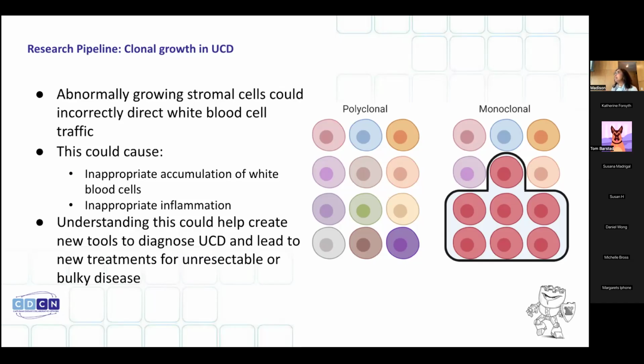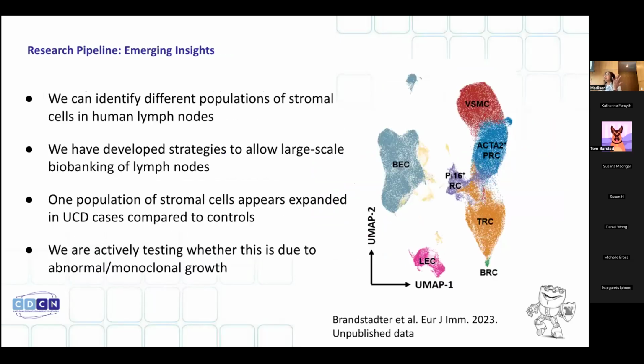And so understanding that will help us find new ways to identify the unicentric Castleman's patient that will be totally fine after resection and those who may need a little bit more. And it might help us to more quickly assess those patients for therapies. And so we're trying to identify these different populations. And so all of the biobanking that's been done with the lymph nodes in Accelerate and here at Penn shows that there's this one population that seems to be expanded. And we're actively testing whether or not we can grow them and if that's a clonal process.